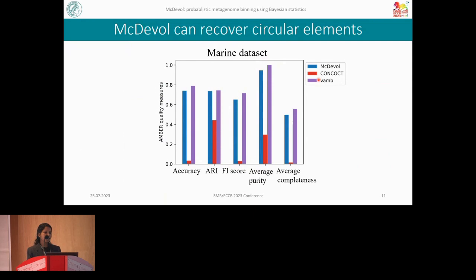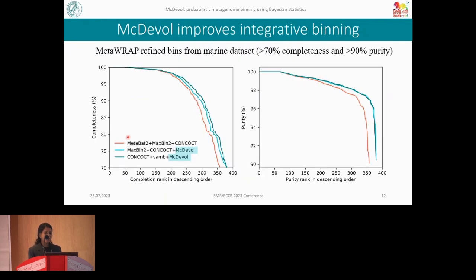Shown here are the integrative binning results. Generally, MetaWRAP in combination with MetaBat2, MaxBin2, and COMEBin is widely used in major application studies. The performance in terms of completeness and purity on the y-axis and the number of bins on the x-axis is shown. Red color indicates the canonical combination. We see that if we apply McDevol, the performance improves. We get more bins with high completeness and purity, suggesting that McDevol improves integrative binning.